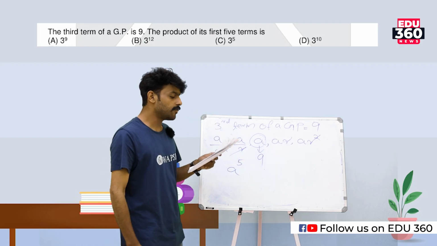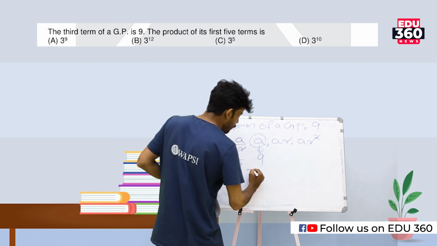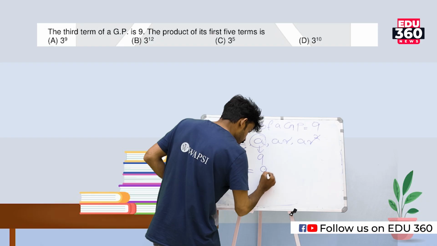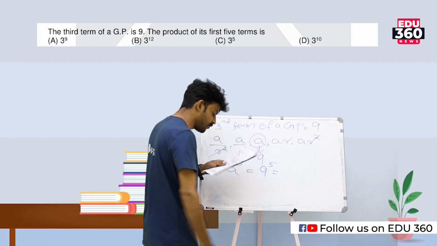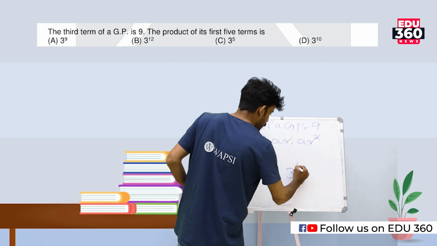The product of first 5 terms, that is A raised to 5. We know that the value of A is equal to 9. So 9 raised to 5. So what is the value of 9 raised to 5? 9 raised to 5, simply we can represent it as 3 raised to 10.